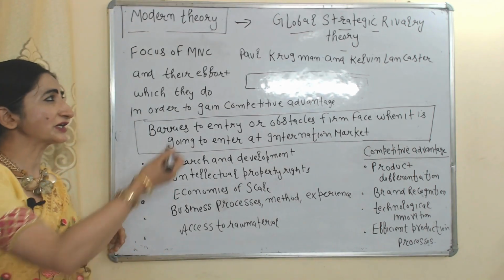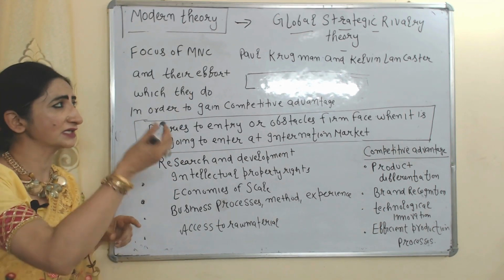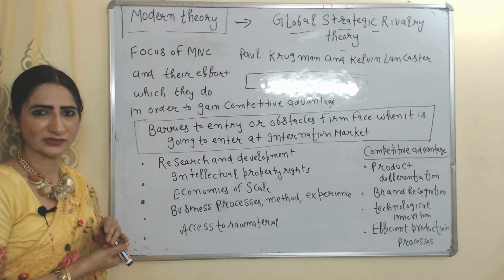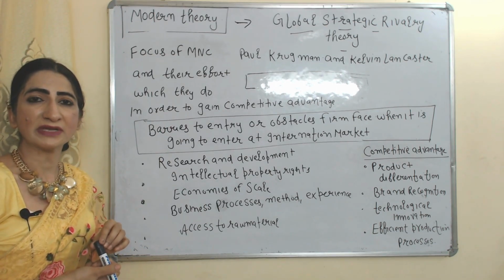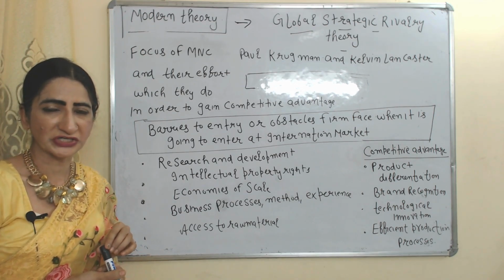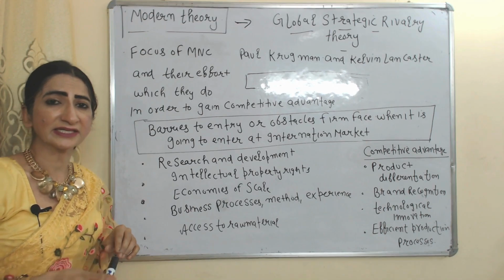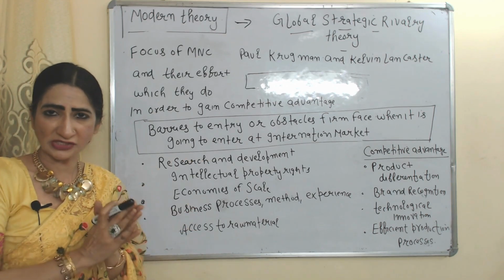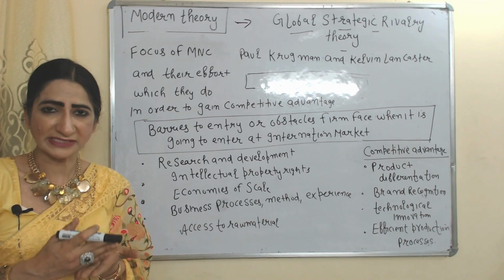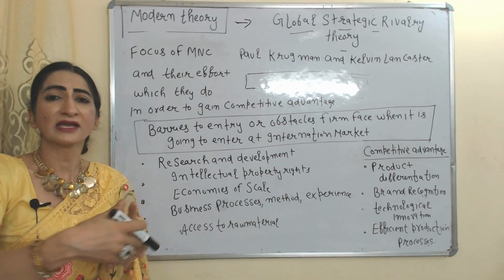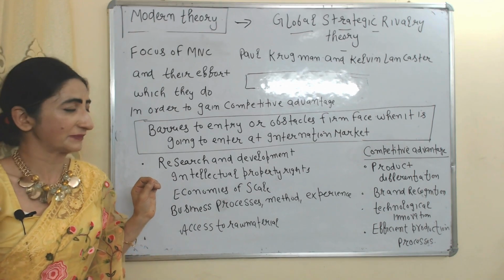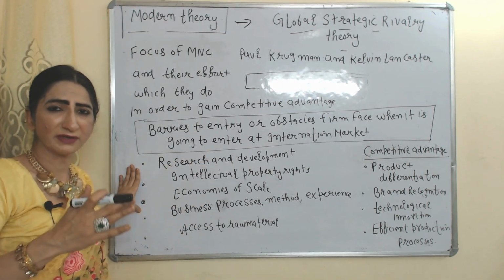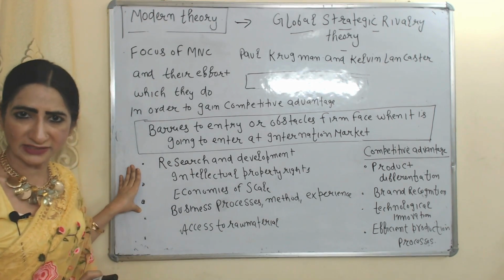Next modern theory is global strategic rivalry theory. This theory is given by Paul Krugman and Kelvin Lancaster. And this theory focuses on MNC. MNC means multinational corporation. This theory focuses on MNCs and the efforts they make in order to gain competitive advantage at international market. This theory also talks about barriers, or we can say obstacles, that firms face when they are going to enter at international level.